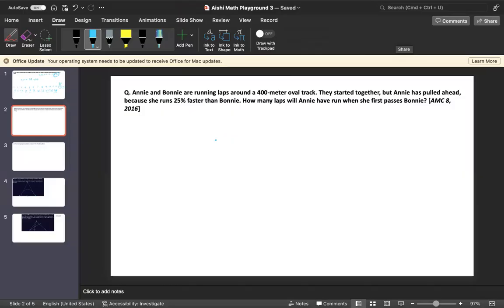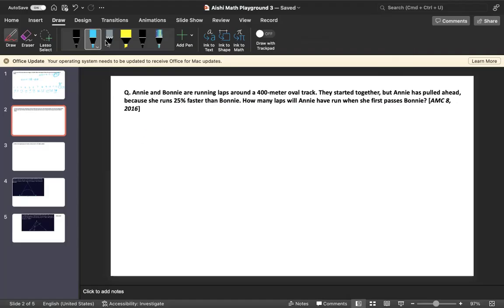Okay, that wasn't too hard. Second question. Annie and Bonnie are running laps around a 400-meter oval track. They started together, but Annie has pulled ahead because she runs 25% faster than Bonnie. How many laps will Annie have run when she first passes Bonnie?